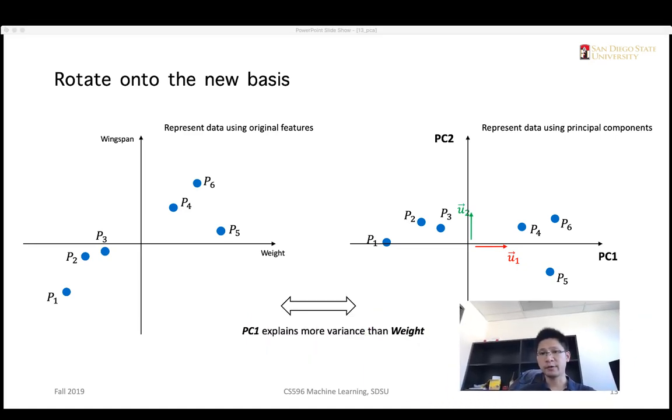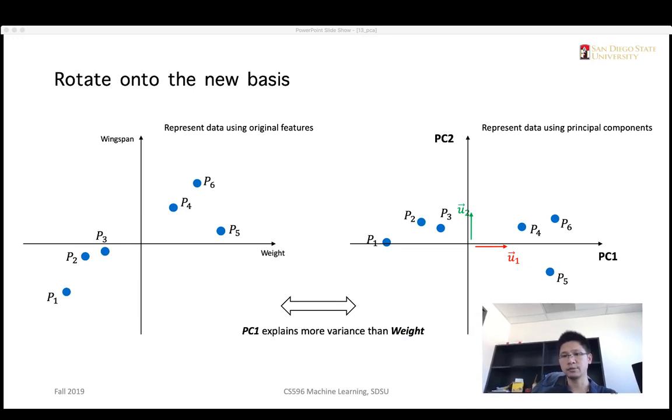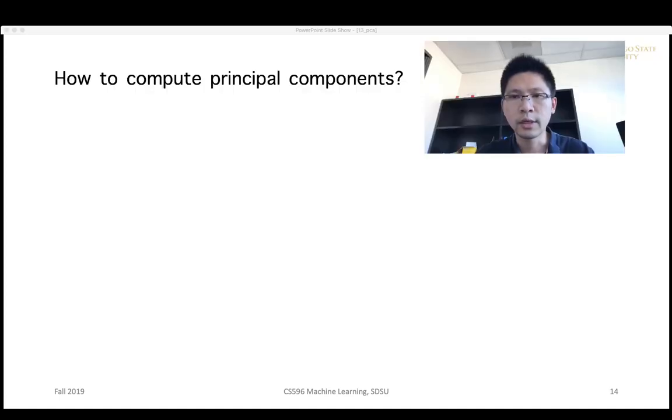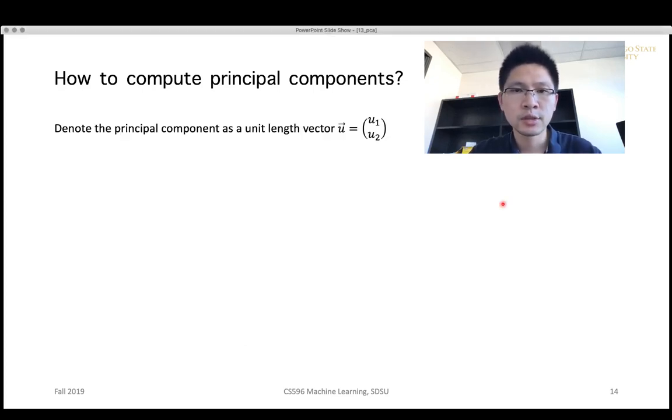PC1 explains more variance than weight, or weight normalized to be strict. Okay, so now let's look at the details of how to compute those principal components like PC1, PC2, and so on. We can denote the principal components as a unit length vector U. Remember in the previous slide we have U1 for the PC1 and U2 for PC2.